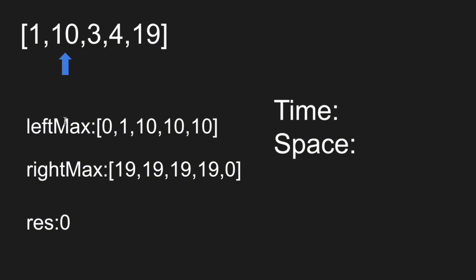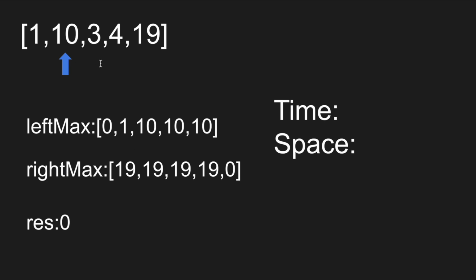So the left max array will represent the largest possible value of i at that index. The right max array would represent the maximum possible value of k at a certain index. And we will only have to iterate through j, the middle index, and pair it with the left max and the right max at that index.